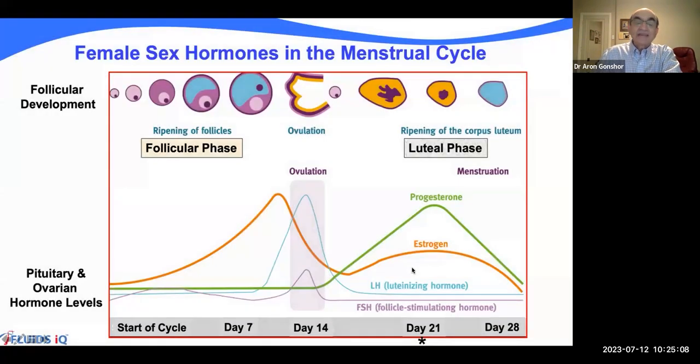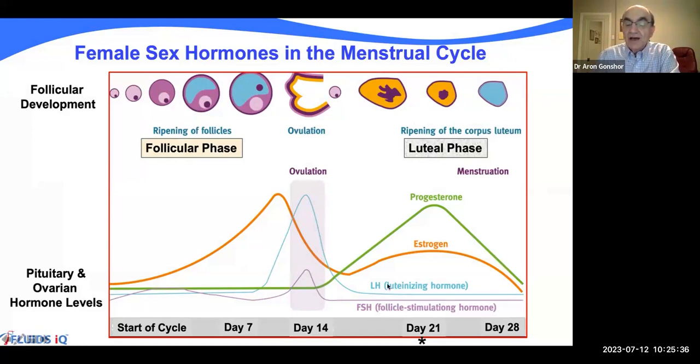And we know the classic female sex hormones during the menstrual cycle. Remember, there's a follicular phase with a development of the follicle going to the mid-period around day 14 in a classic 28-day cycle where there's ovulation over several days. And then you get to the luteal phase with the ripening of the corpus luteum, leading at the end of that 28 period to the menstruation.